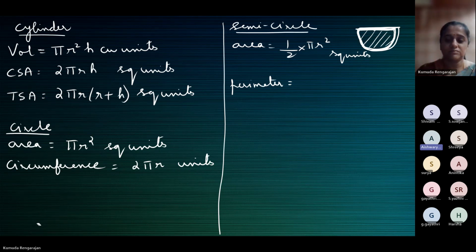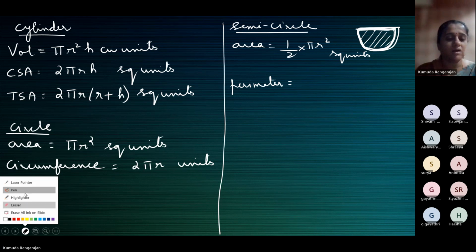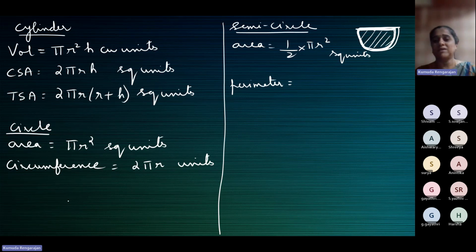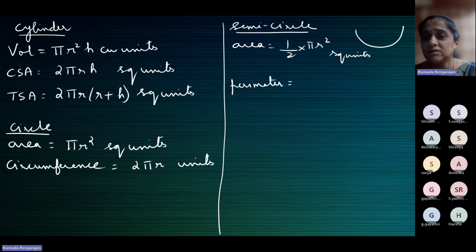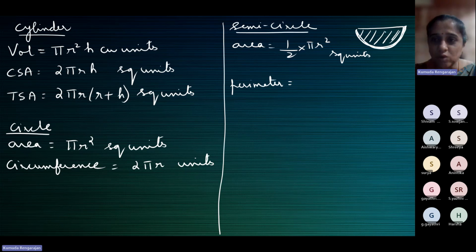R square? No. R plus R. What is R plus R? 2R. So a semicircular region is made up of an arc, which is actually the semicircle. This arc is a semicircle. A semicircular region is enclosed by the semicircle and the diameter.